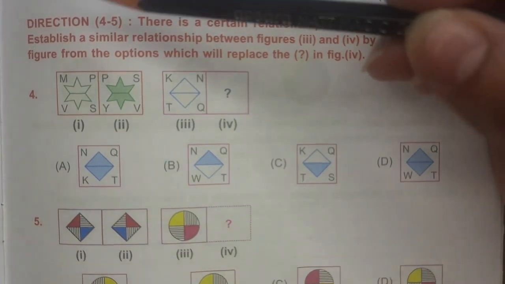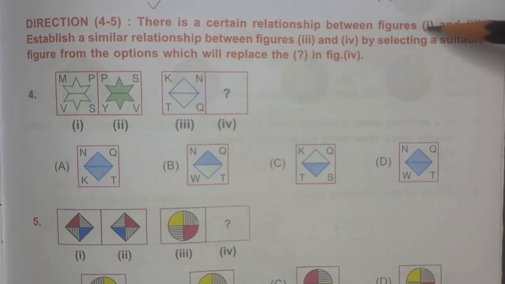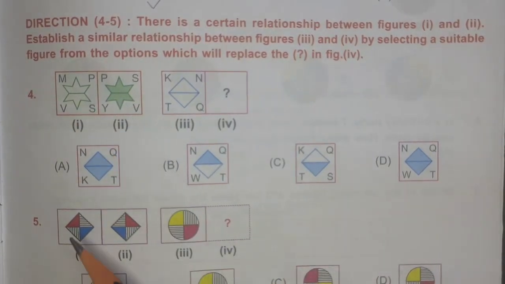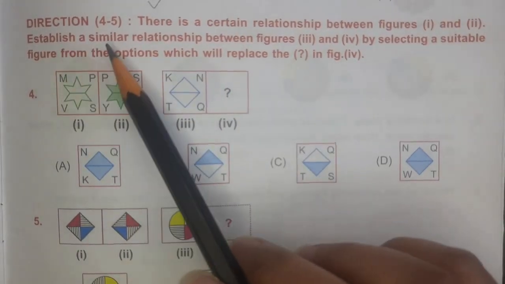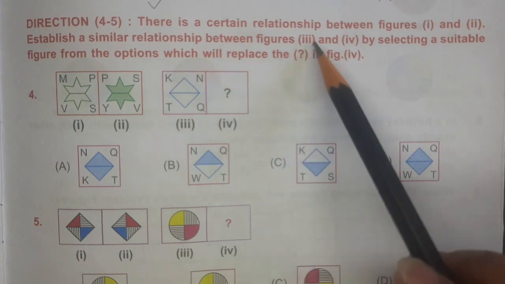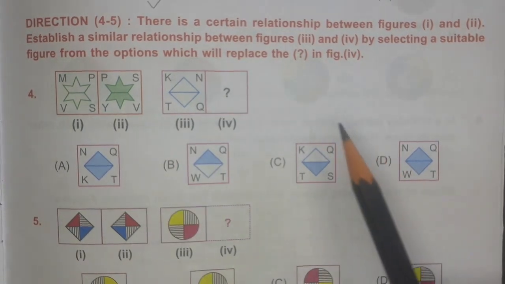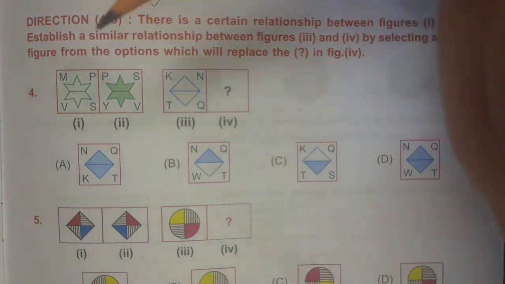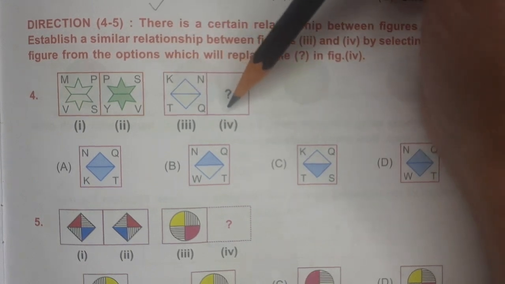Next question. Direction 4 and 5. There is a certain relationship between the figures in 1 and 2. Okay. So there are some relationship between them for both 4 and 5. Same thing. Establish a similar relationship between figure 3 and 4 by selecting a suitable figure from the options. Okay, which will replace this question mark of 4. इन दोनों में कुछ रिलेशनशिप है, वो ही इसमें भी होनी चाहिए. Okay, that's what it means. So we have to find out this question mark.